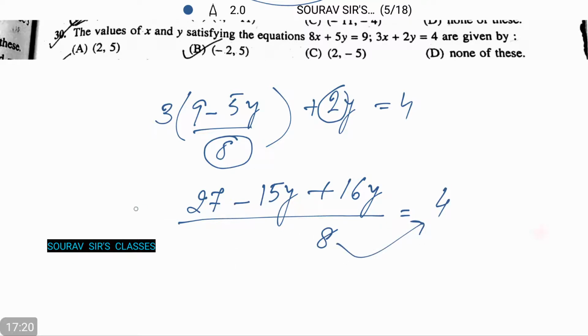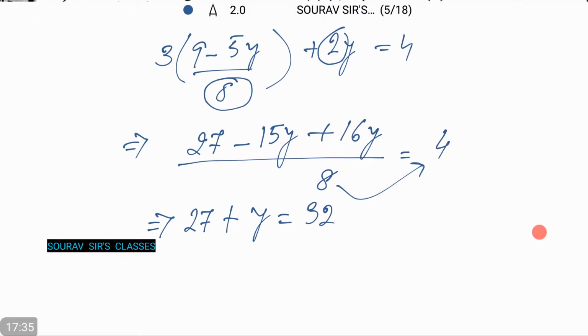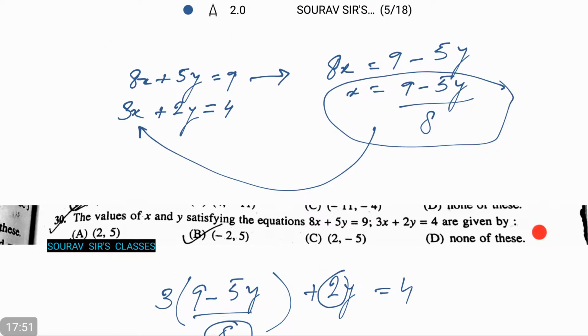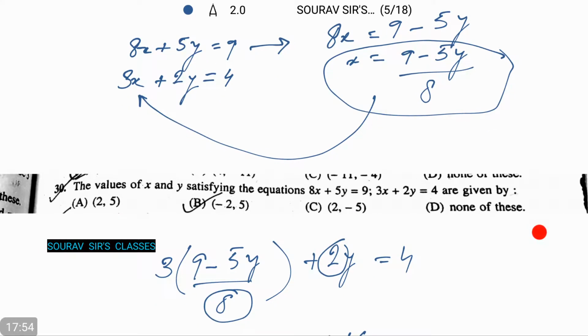So taking this over here, we will have 27 minus, or rather plus y equals 32. 8 into 4 is 32. So simply we can get y is equal to 32 minus 27, which is equal to 5. Your job does not end here, right? We have y is equal to 5. So you have to put y in any one of these two equations and then solve for x. This is just the value of x in terms of y.